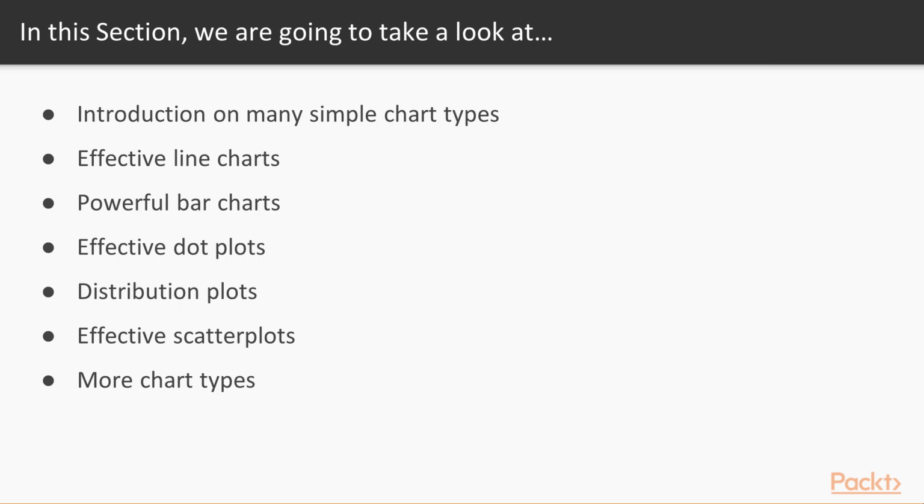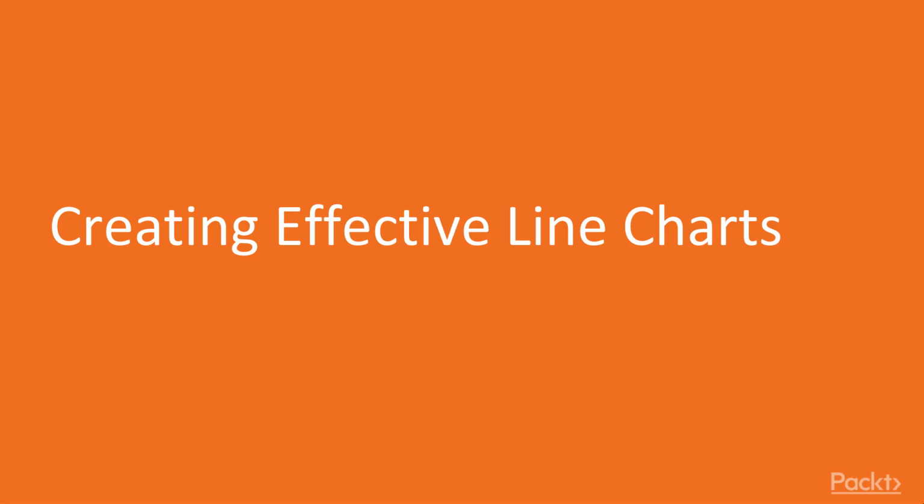So we're going to look at a variety of chart types and see how we can optimize them to be most effective. Anything from line and bar charts all the way through bullet graphs and box plots. What we're going to cover in this section: we'll start with this introduction and then go into videos on line charts, followed by bar charts, dot plots, distribution plots, scatter plots, bullet graphs, and box plots. So let's begin with creating effective line charts.